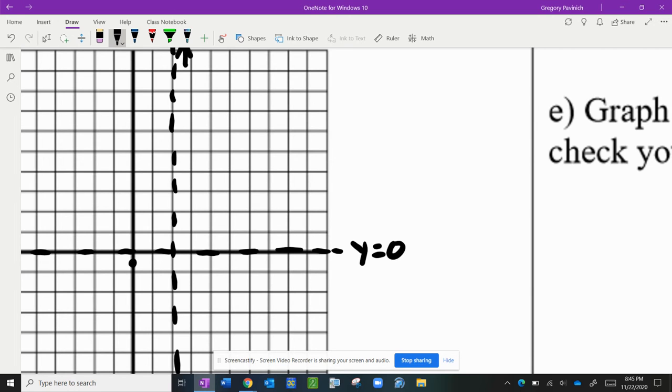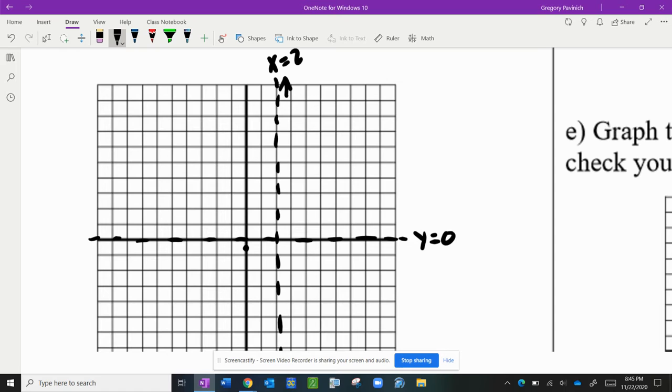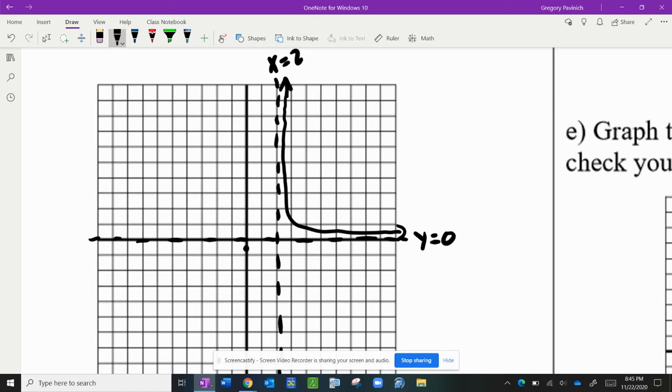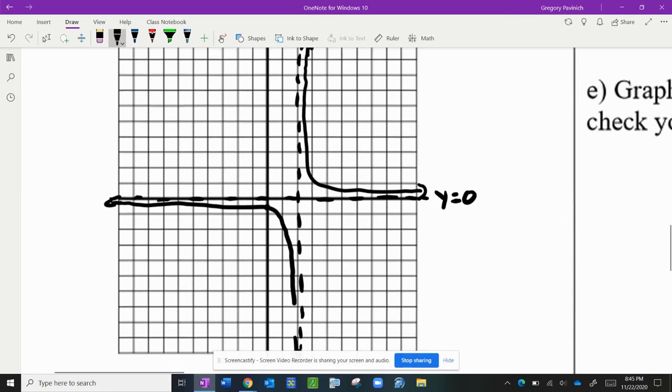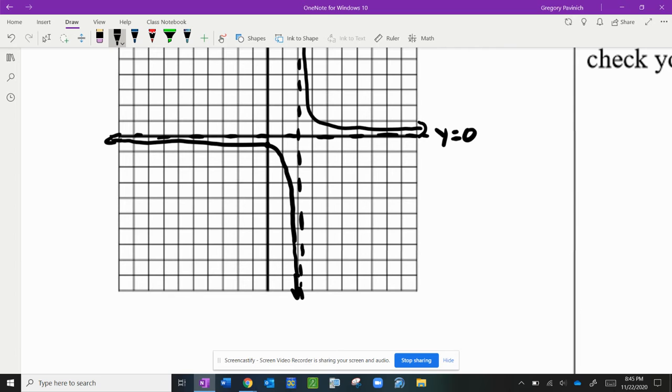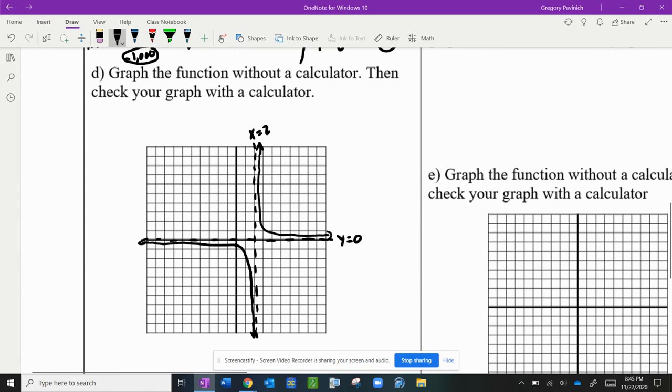And now I'm ready to graph. I know because I have no x-intercepts, this isn't going to cross the x-axis. So it's going to go something like this. Approach it with that end behavior. And I'm going to come right through like this and all the way down. And there's the graph of my rational function.